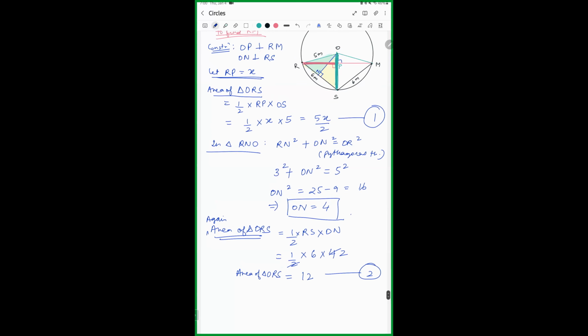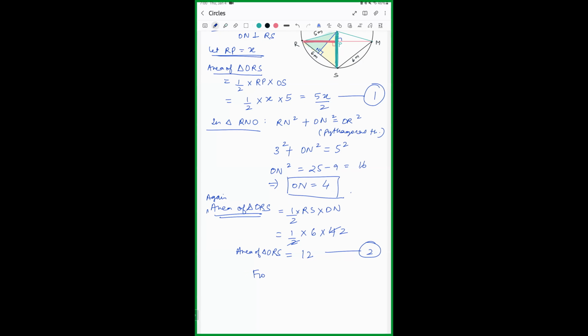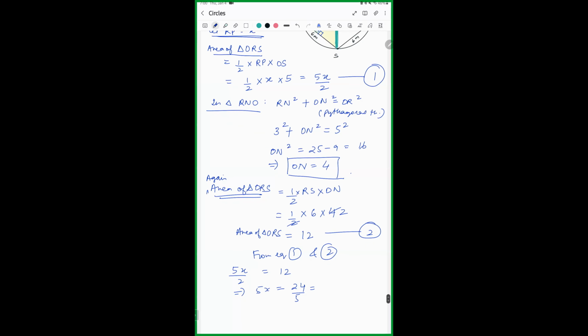So this is why I said first we will do it in this way. First we will take RP as height and OS as base. And then we will take this one, RS as base and ON as height. Because in this case we didn't know ON. So now we can compare 1 and 2. From equation 1 and 2, they're both the same thing, right? They are both area of triangle ORS. So that means 5x by 2 is equal to 12. That means 5x is equal to 24, I'm sorry, x is equal to 24 by 5, right?